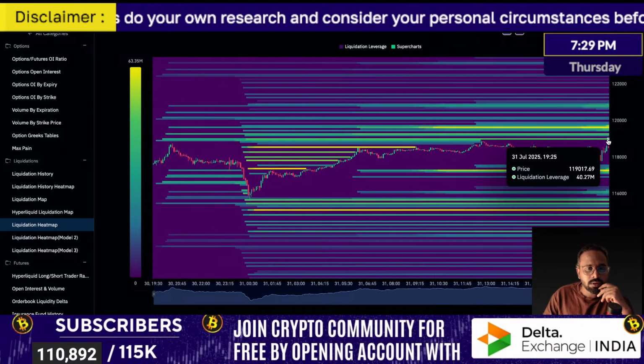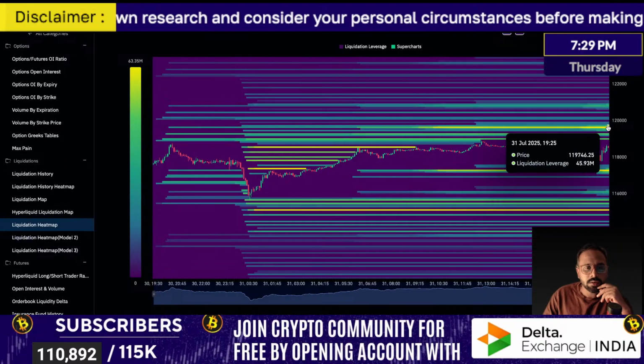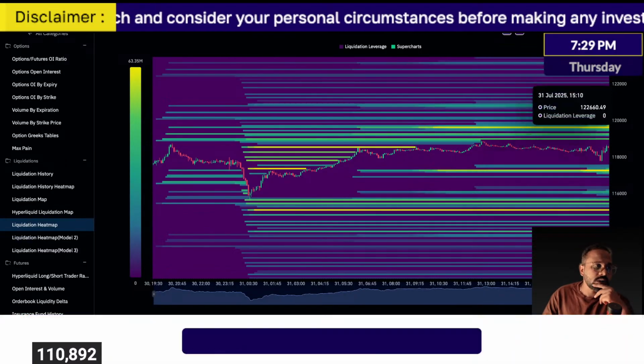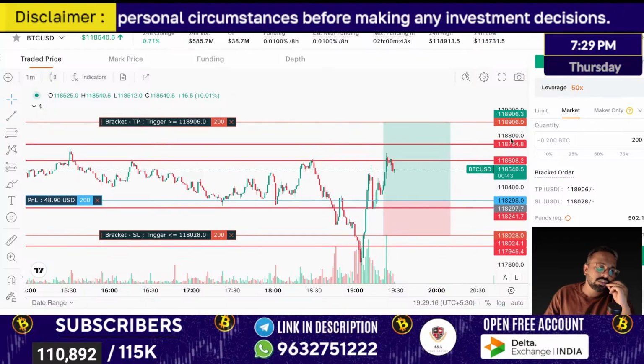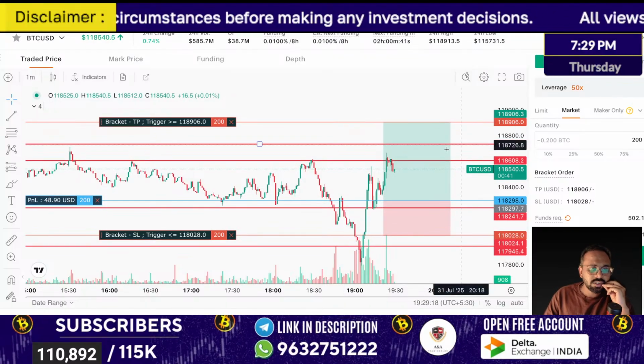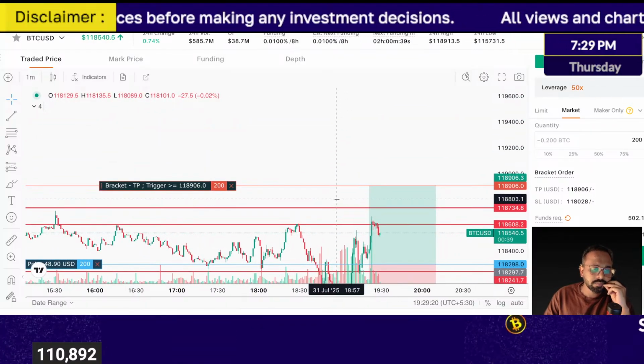1,19,000 level, we have some liquidity here. Maximum liquidity is at 19,600. We'll see about it. We are still at 18,000.